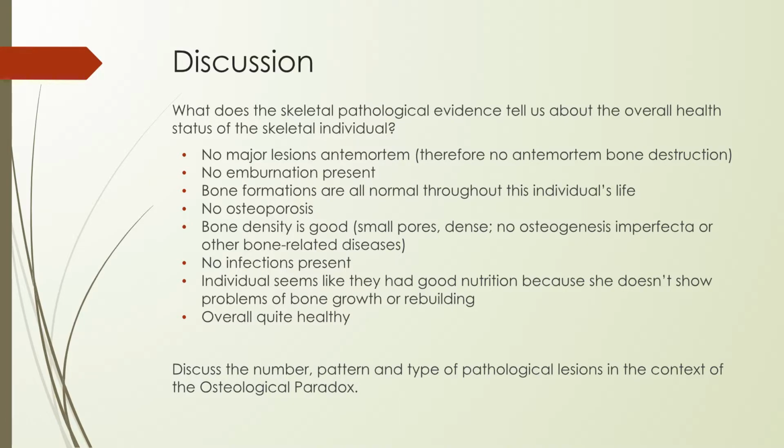So, what does this skeletal pathological evidence tell us about the overall health of the skeleton? It tells us that there are no major lesions, and most of the fractures are perimortem. There is no eburnation present. Bone formation was normal throughout this individual's life, and there is no osteoporosis. The bone density is good.